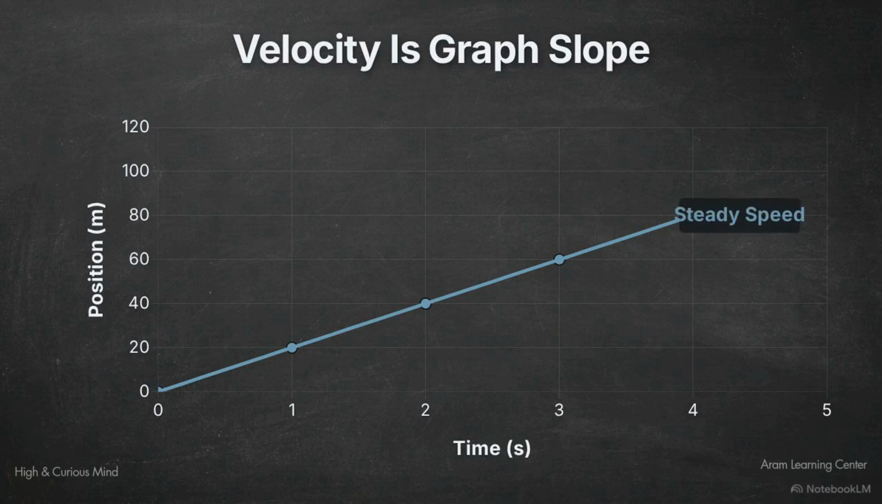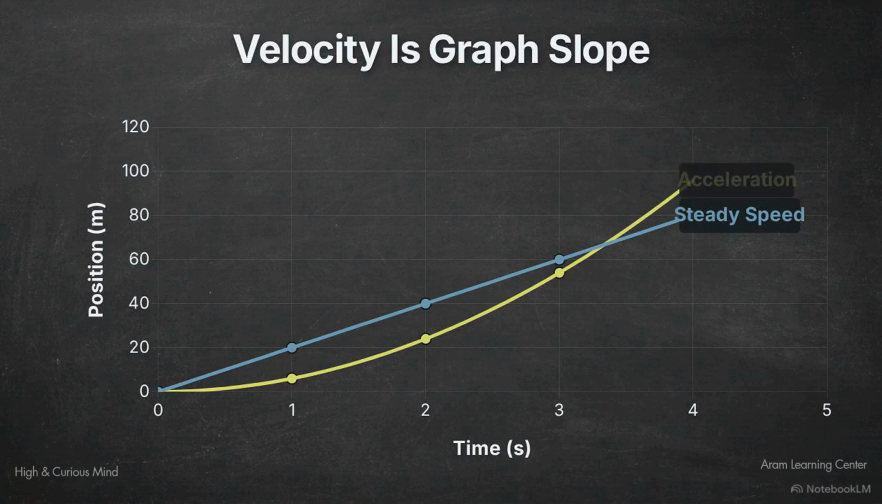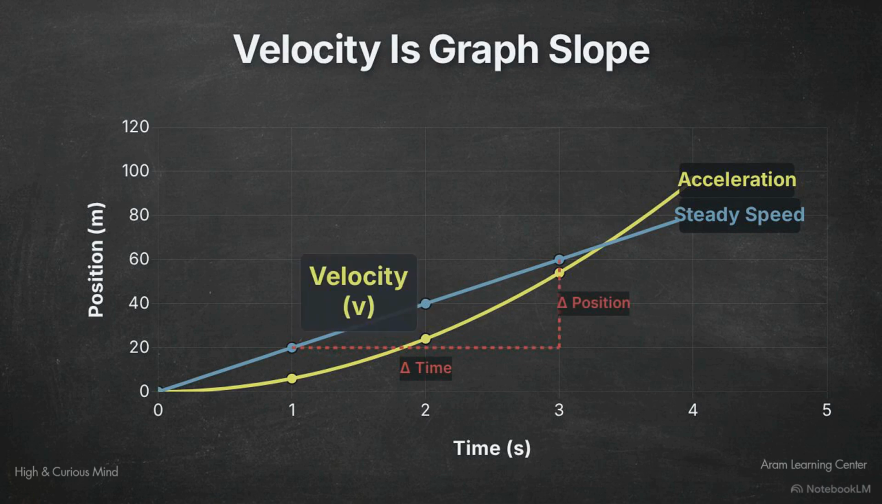But if the car accelerates, that line bends upward, showing that the car is covering more ground with every passing second. Measuring the steepness of that diagonal line, its slope, gives us the exact velocity of the car at any given moment.